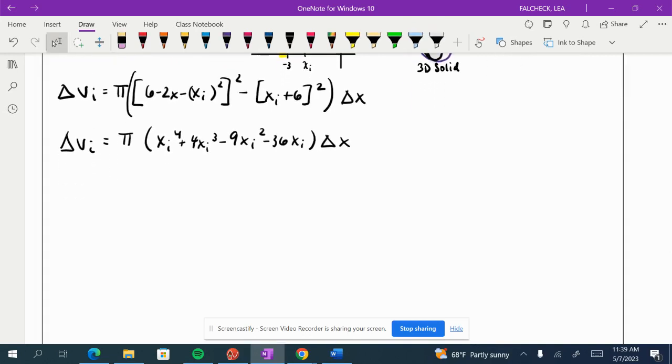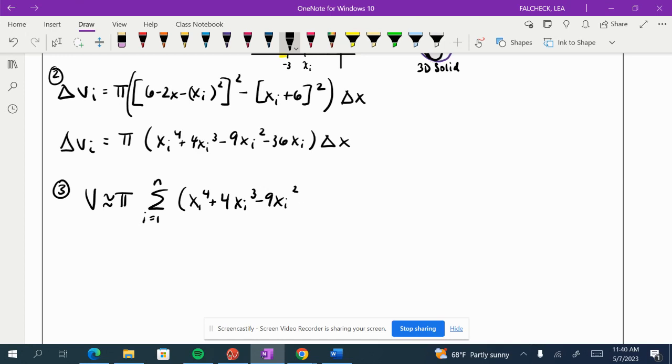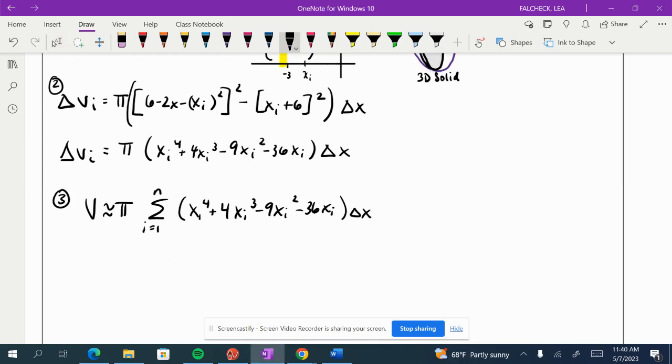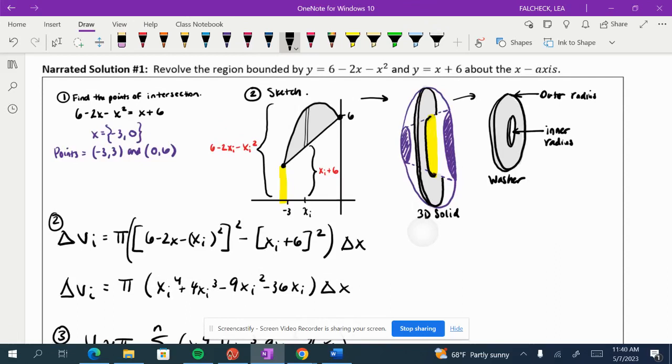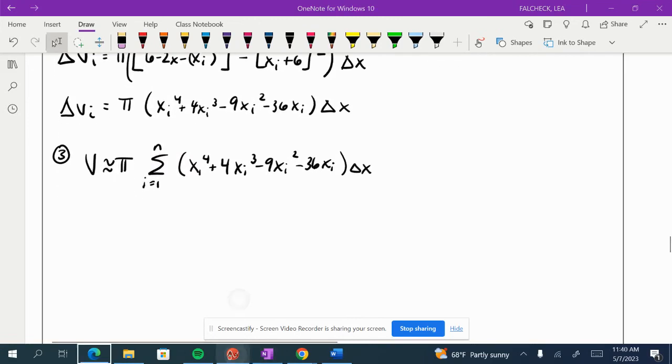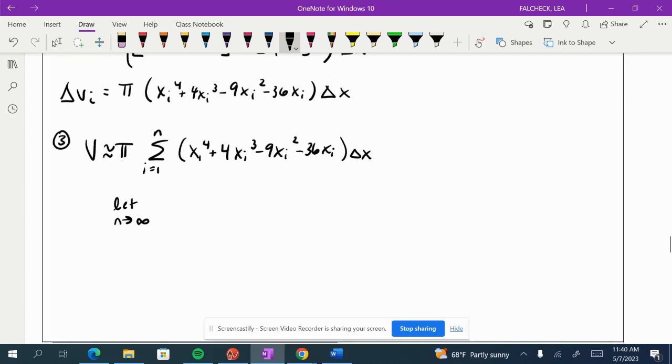Let's go ahead and add up all of those washers. We're going to generate our Riemann sum. We're going to start with one disk, and we're going to add up until we get to n disks. So we have x_i to the 4th plus 4x_i cubed minus 9x_i squared minus 36x_i, and we have a little delta x at the end. Okay? So now we are going to let the number of washers approach infinity, and we're going to generate our integral.